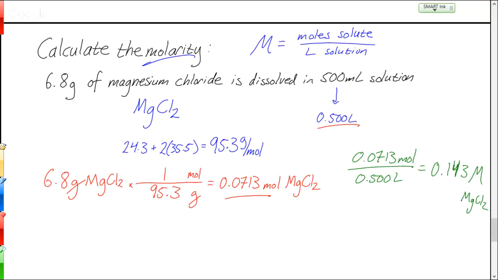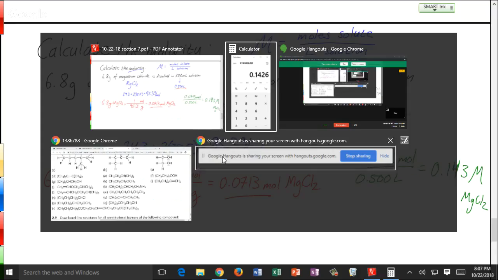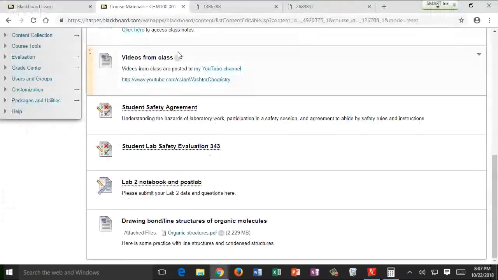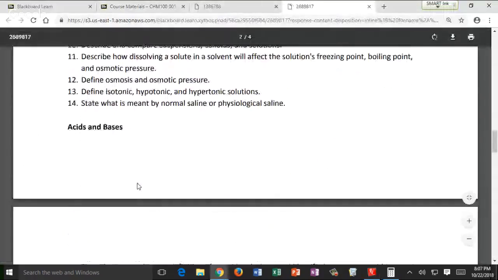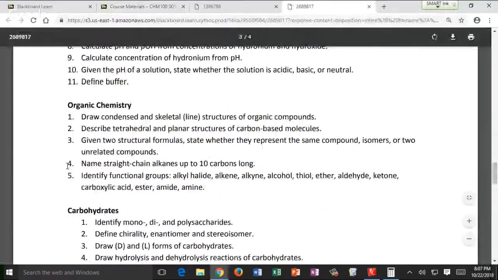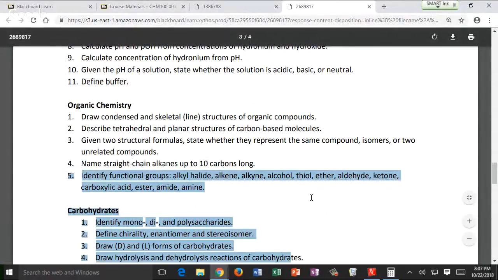Yeah. I have a question for the organic chemistry. What does that mean? We haven't gotten to that yet. Okay. So that's not on the exam. Yeah. So the exam cuts off after number 4. So not number 5 and on. We'll pick that up next week.